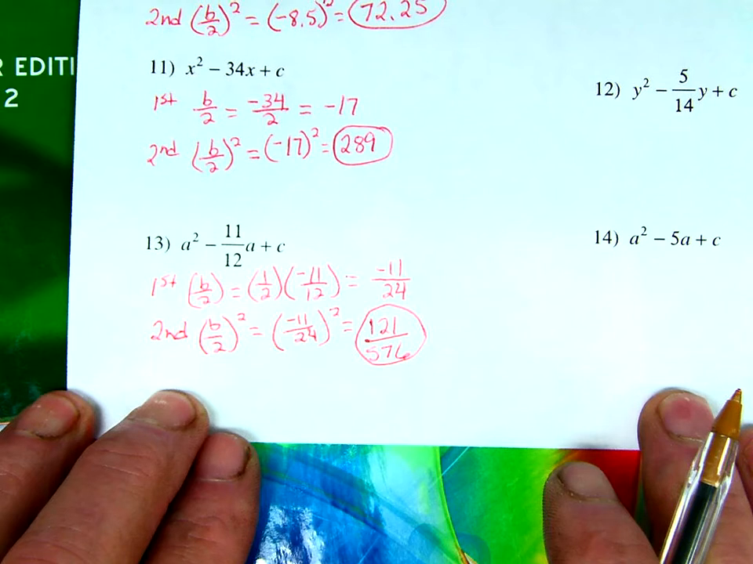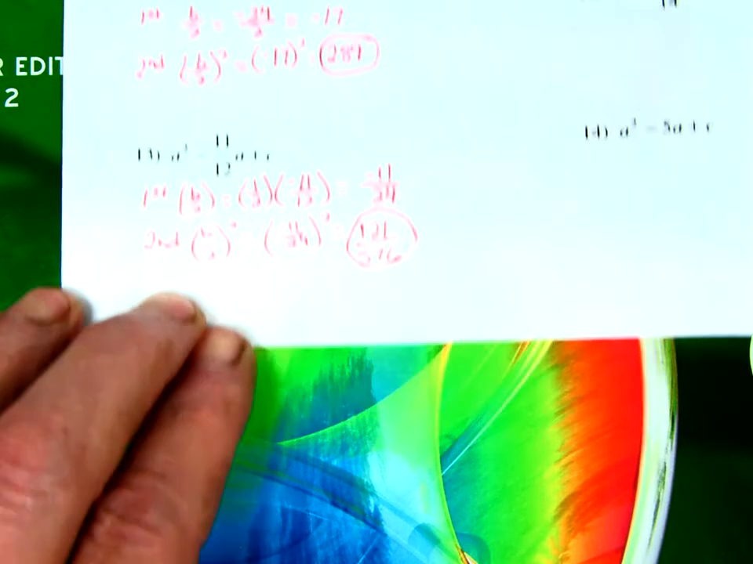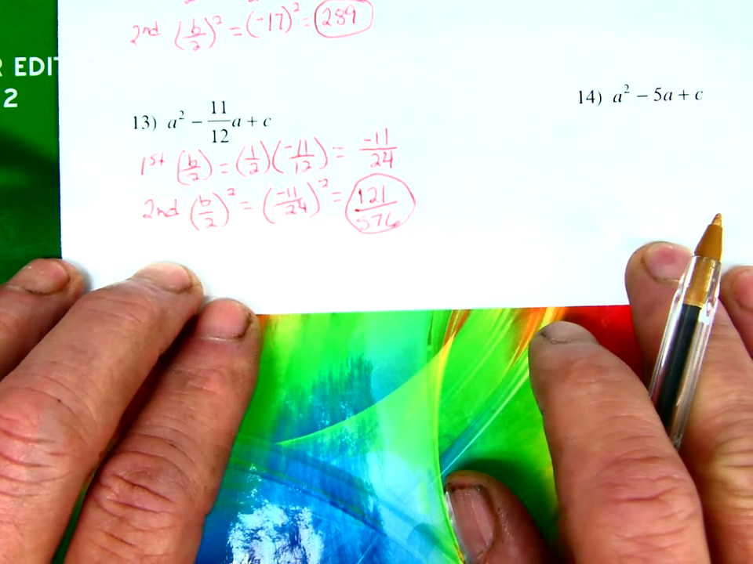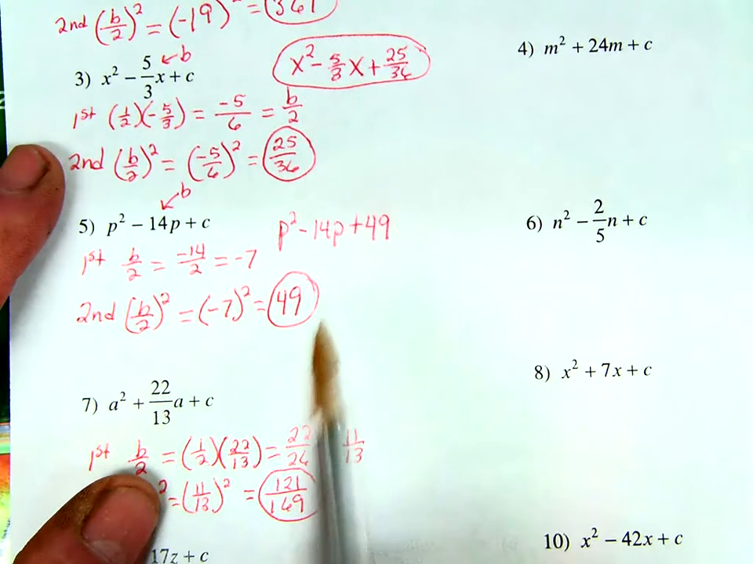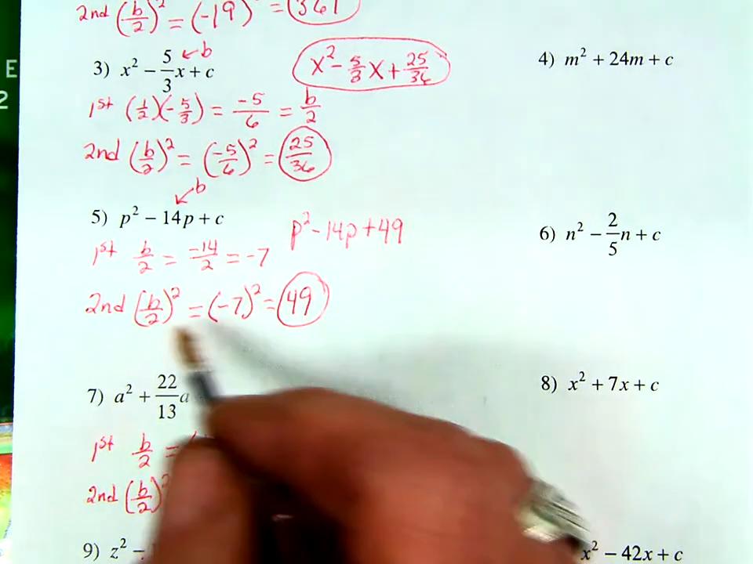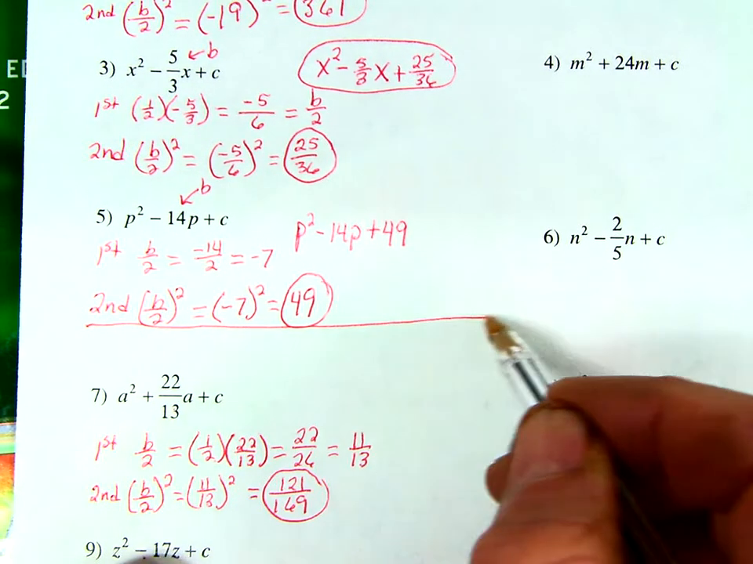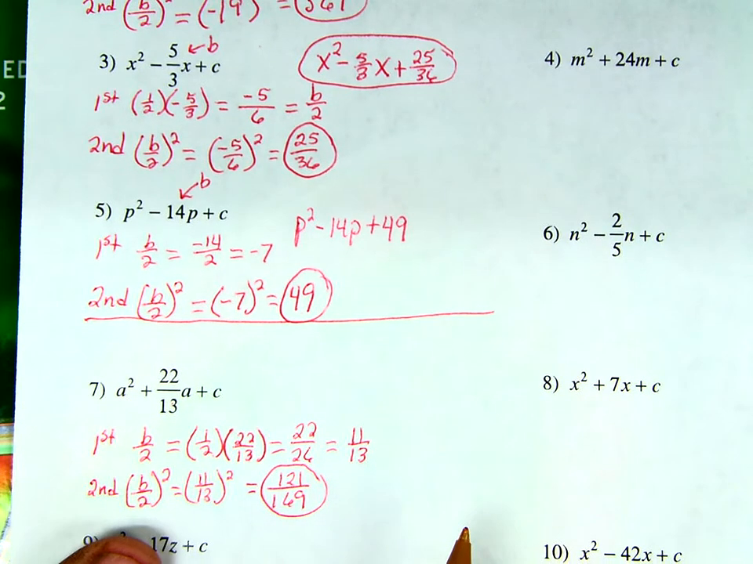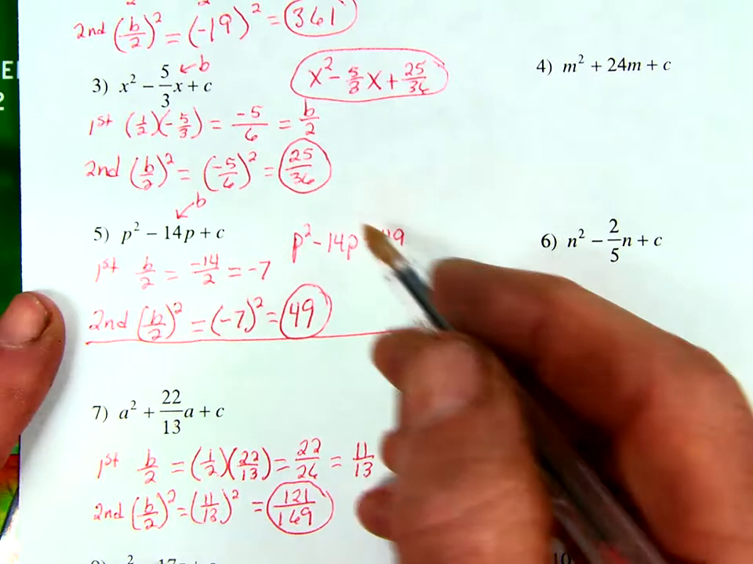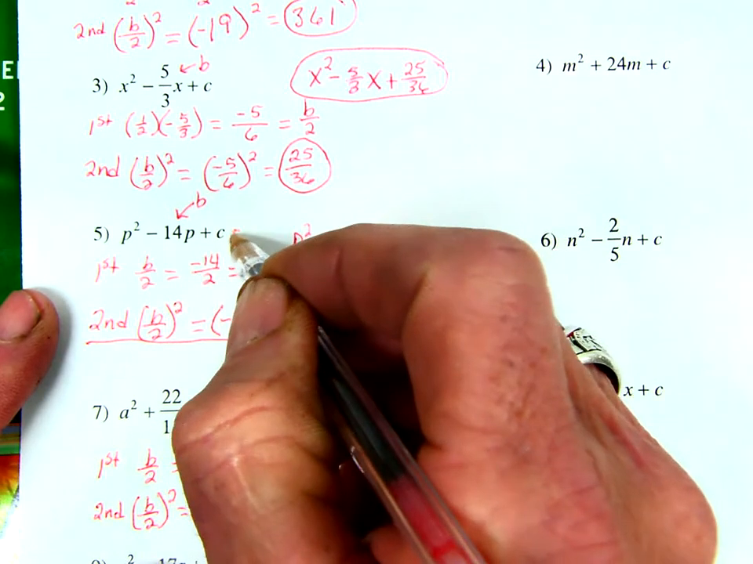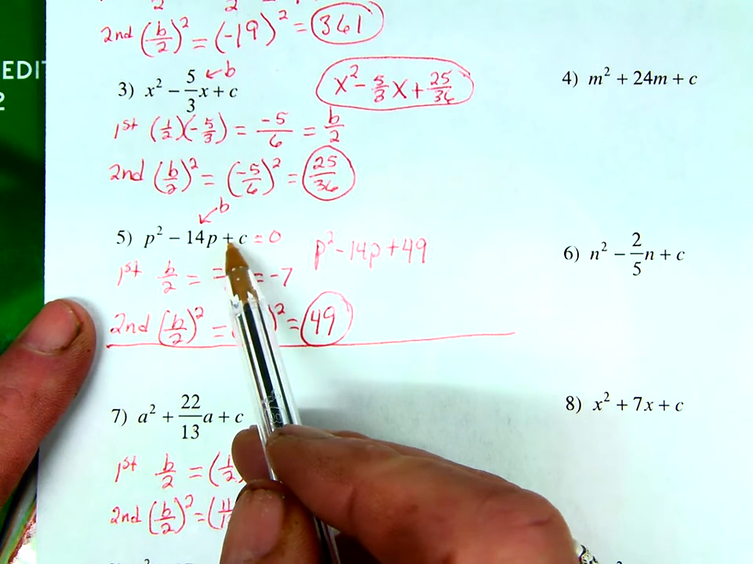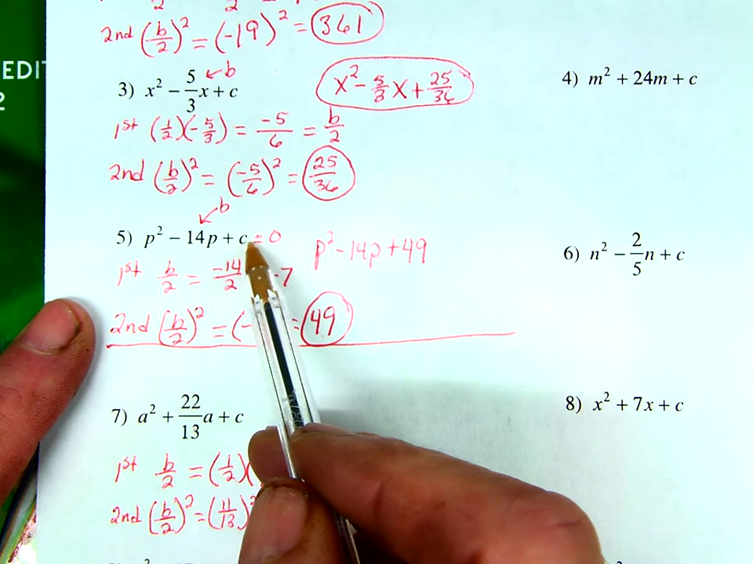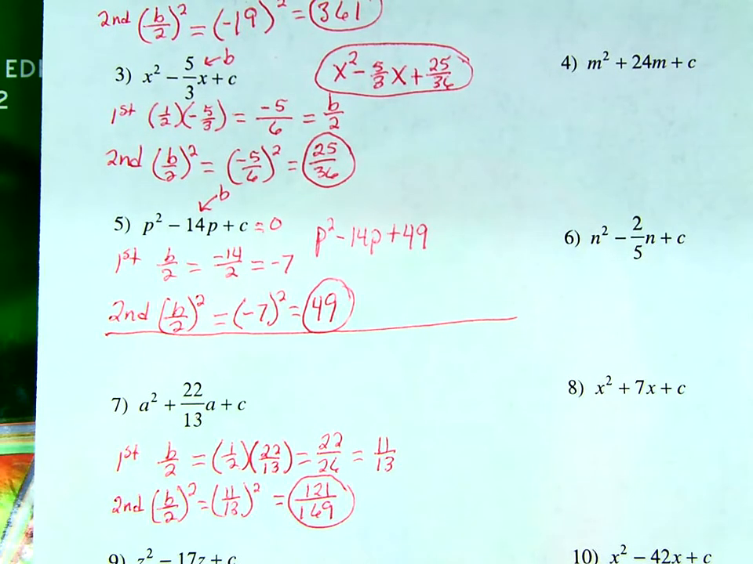All right. So why do we need to do this, and where is it headed? Let's go back and look at one that turned out pretty simple, like number 5. Okay, this is not what you're doing on this assignment, but this is where this is headed. If this happened to be p squared minus 14p plus whatever value c is equals 0.